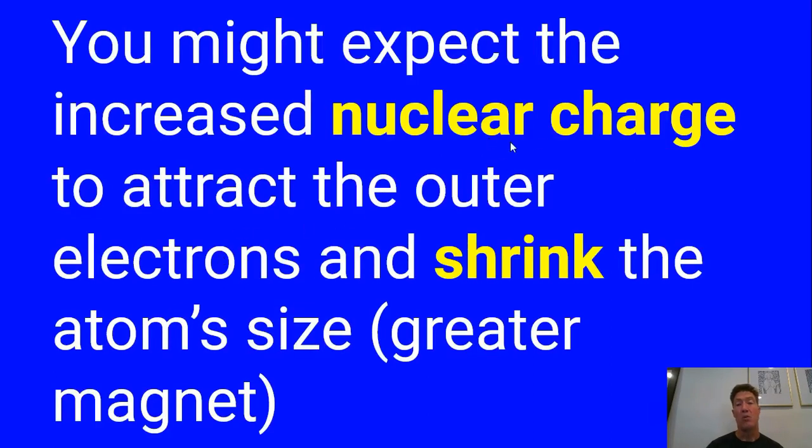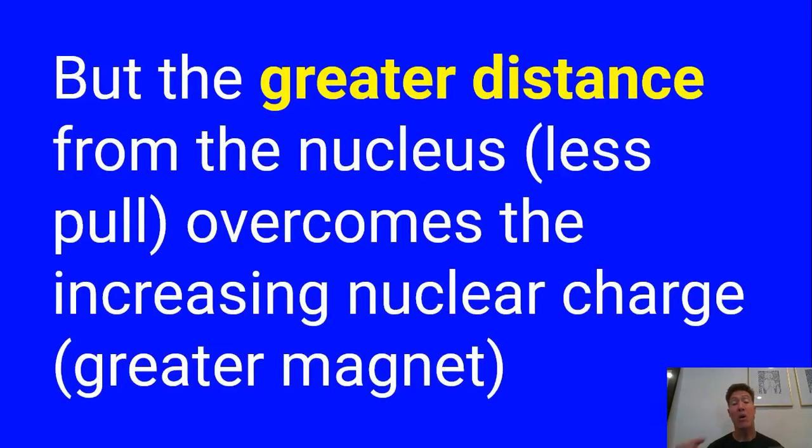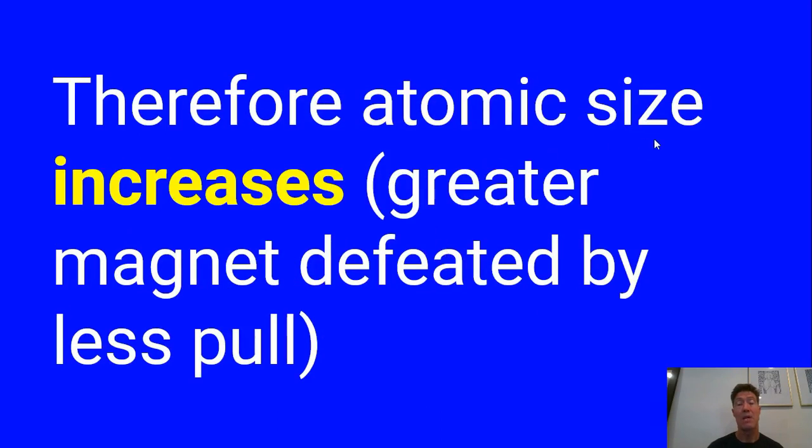And so which wins, right? You have two competing forces. You have increased nuclear charge, which is like a stronger magnet, and you'd expect that to pull on those outer electrons and shrink the atom size. But you also have increasing distance from the nucleus, which creates less pull from the nuclear charge. And in this case, the greater distance overcomes the greater magnet. And therefore, atomic size increases with the addition of successive shells because the greater pull is defeated by greater distance.